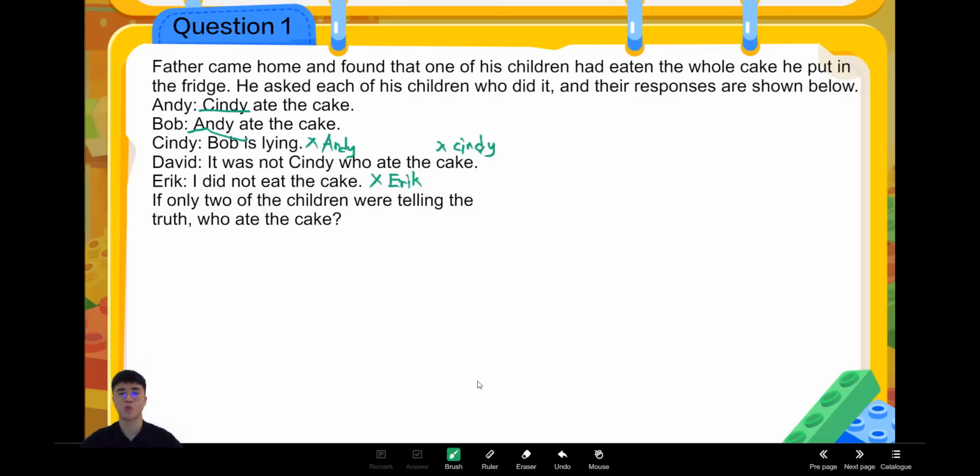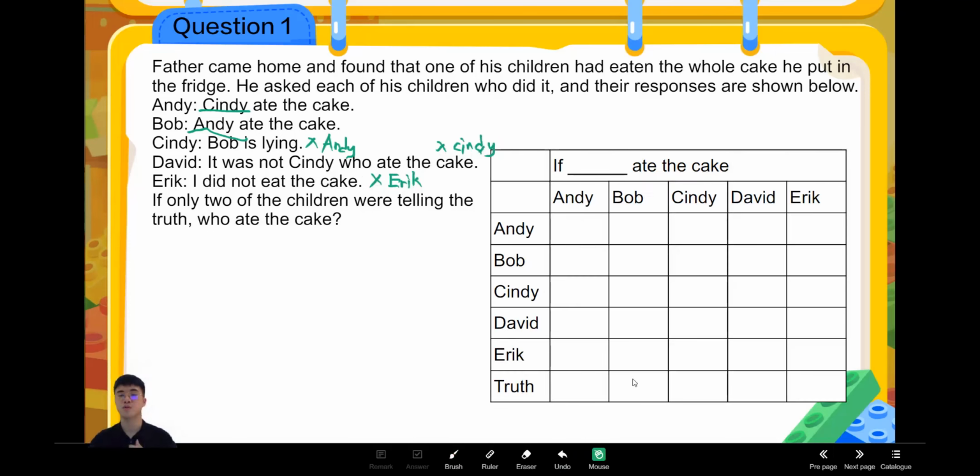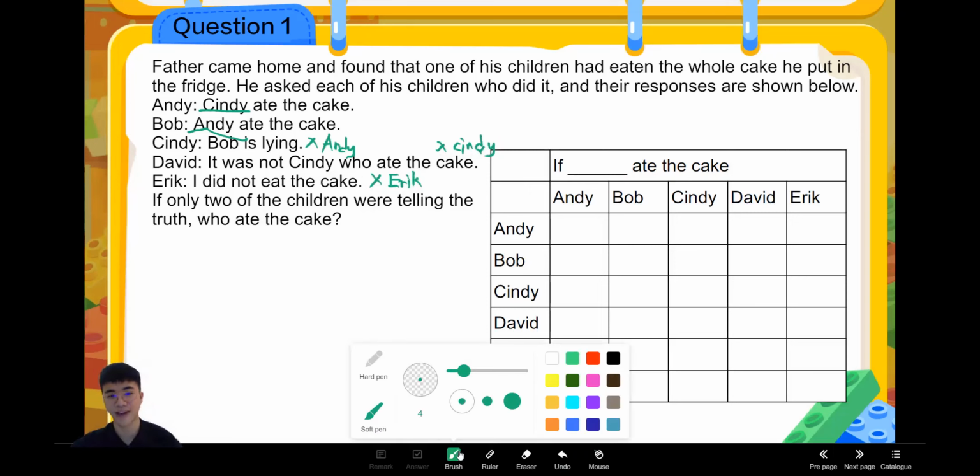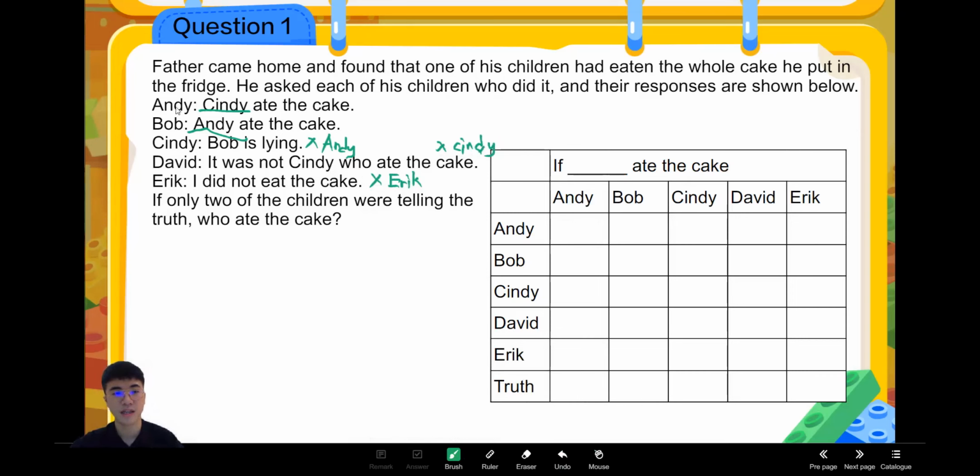For these questions, we actually need a table, where, based on each scenario of each of them eating the cake, we calculate how many people are telling the truth. So for example, let's start with Andy. If Andy ate the cake, it means Andy is lying. And what about Bob? Bob is telling the truth.